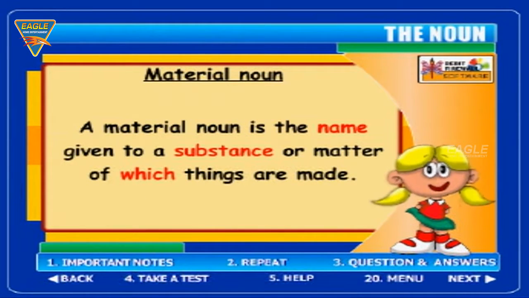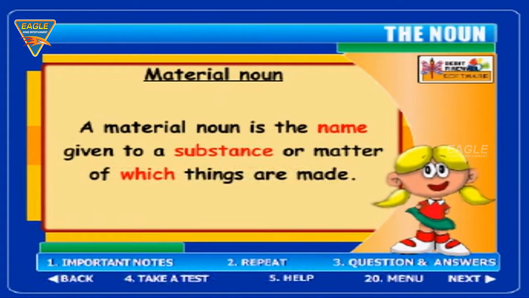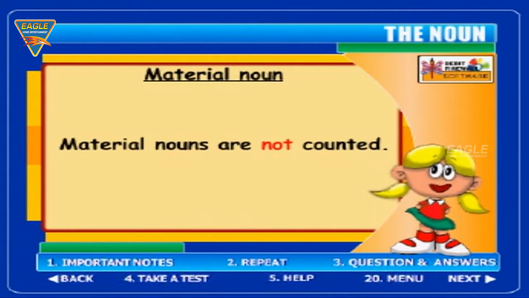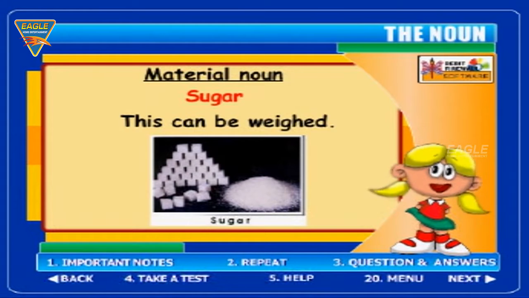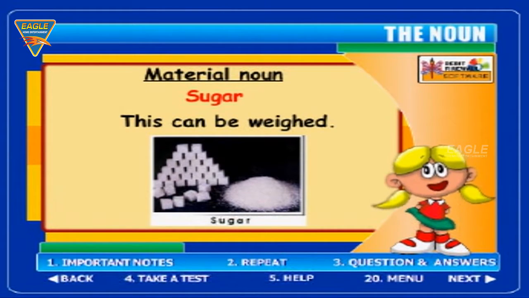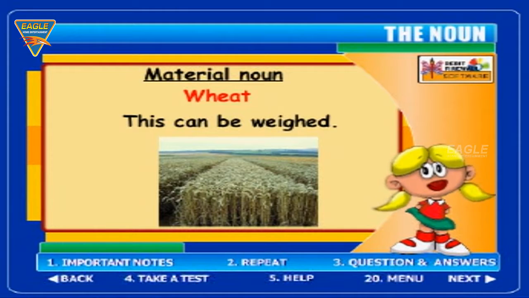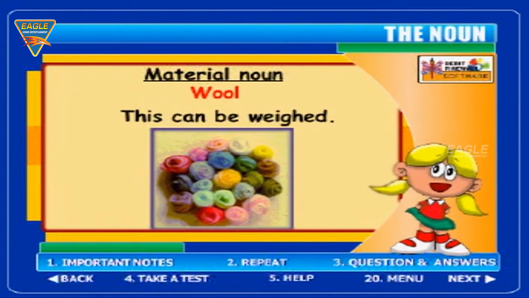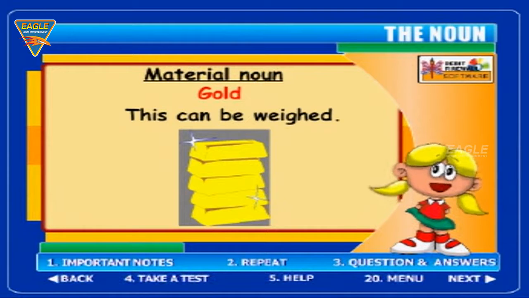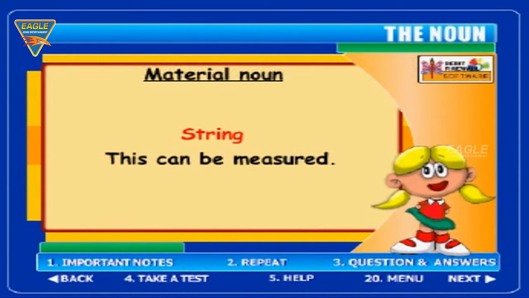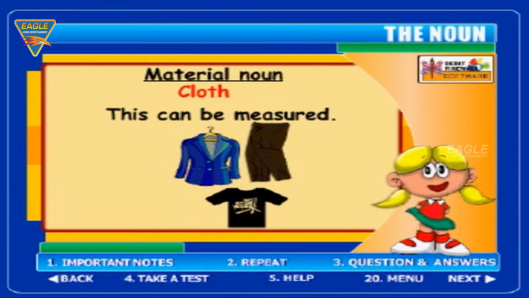Material noun. A material noun is the name given to a substance or matter of which things are made. Material nouns are not counted. Like sugar, this can be weighed. Wheat, this can be weighed. Wool, this can be weighed. Gold, this can be weighed. String, this can be measured. Cloth, this can be measured.